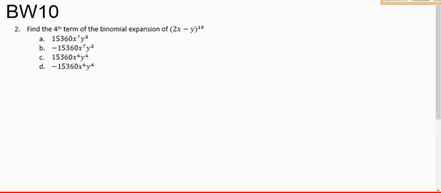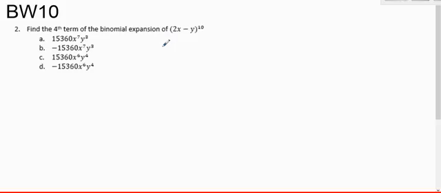Still on bell work 10, let's take a look at question number 2. The hardest part about this is not using a calculator, but it actually does not matter because if you look at these numbers, they're all 15,360. So what really matters is is it a positive or a negative? And what are the exponents on your variables?